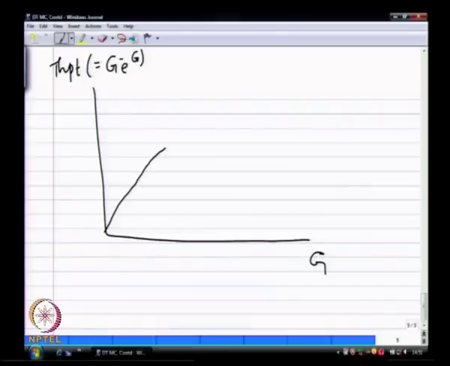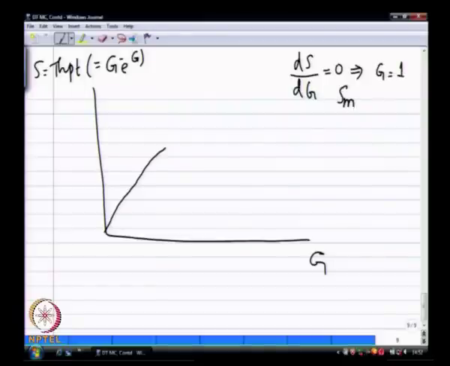And at what point will it maximize? How do you determine that? How do you mathematically show that it will maximize? Right, differentiate with respect to g. So if I call this s, and I set ds by dg equals 0, this will be achieved at g equals 1. Therefore, s max is 1 by e.